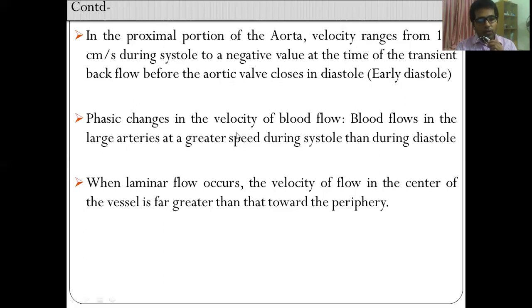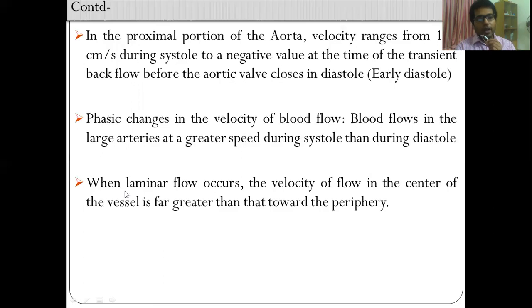Now, actually there is a phasic change in the velocity of the blood flow. Blood flows in the large aorta at a greater speed during systole, because during systole a greater force is produced by the ventricular contraction. So the velocity will be maximum, higher than during diastole.